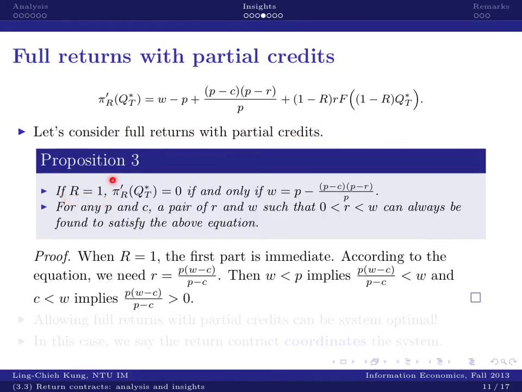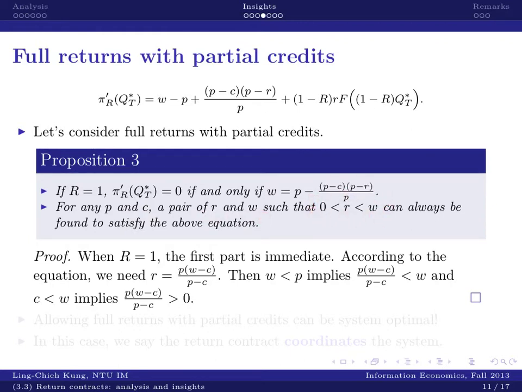So suppose capital R is 1 for return. Then we can have this condition hold if and only if we have this equality. If and only if w and r satisfy this equality. Okay? So that's something we need. Then we want to know whether this is possible or not. So the second statement here is that given any problem instance, there is a pair of r and w such that we have this regularity condition.